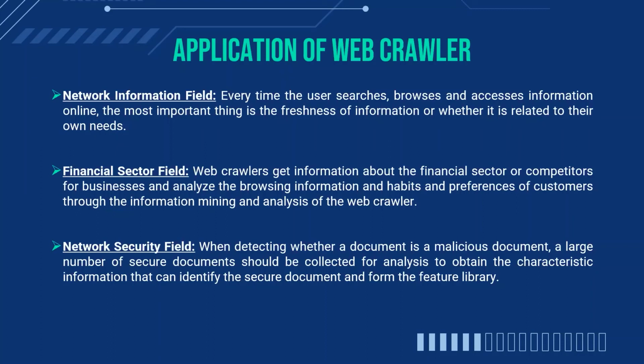And last is the network security field. When detecting whether a document is a malicious document or not, or whether there are a large number of security issues, we analyze to obtain the characteristic information that can identify a secure document from the feature library. When testing the field to be tested, we analyze and compare the features in the feature library, and finally return the result of whether the file is safe or not. Collecting the security information and characteristics of training samples can be realized through crawler technology.